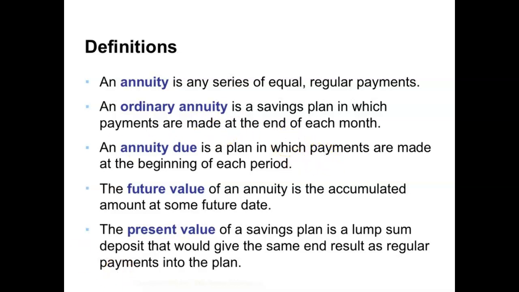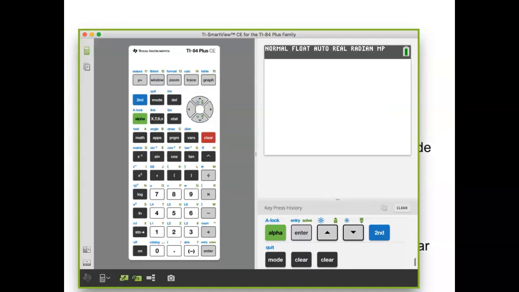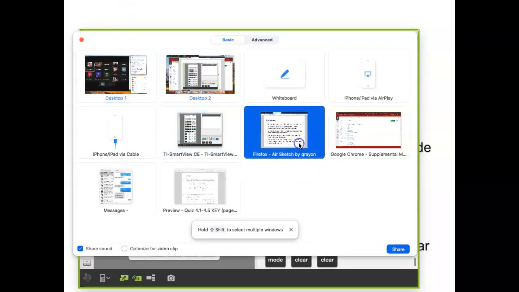Oh, hold on, I just saw a question. When you press solve, it didn't... all right, sorry, definitions.